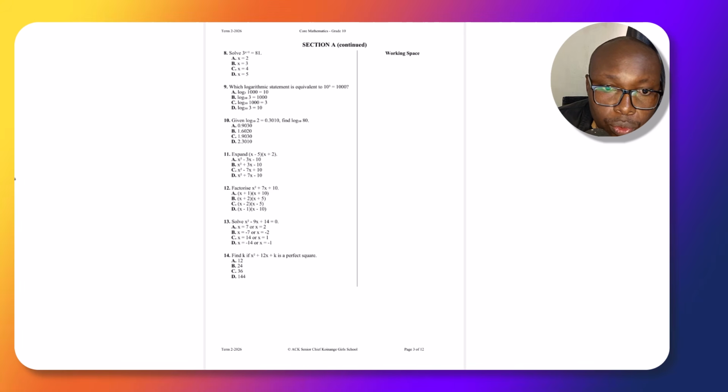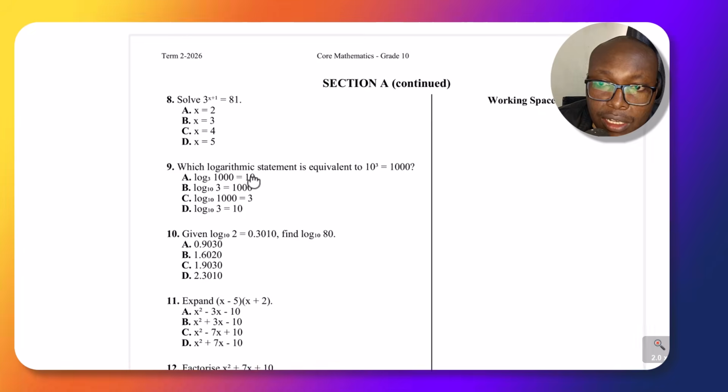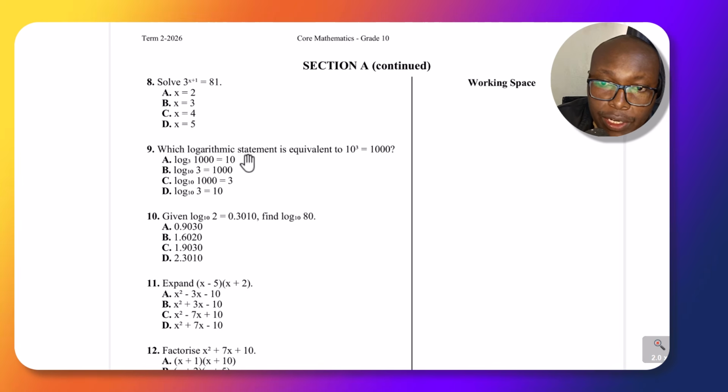We go to the next question. The next question here is question 8. Question 8 is on indices. 3 power x plus 1 is equals to 81.